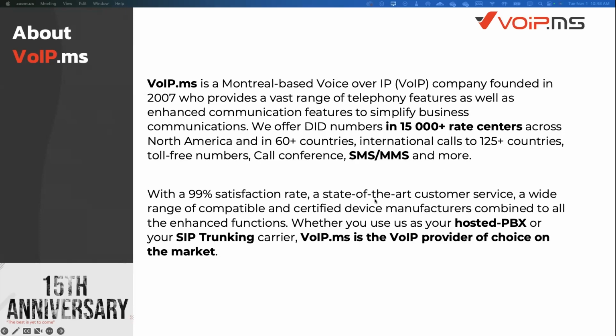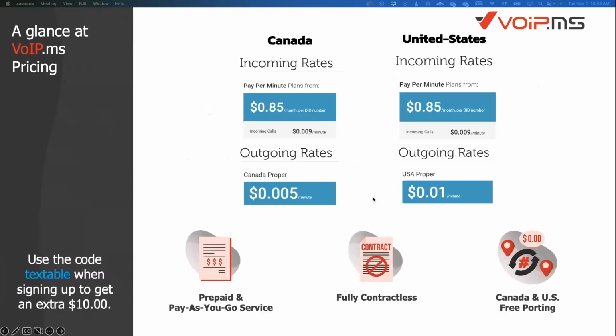So a little bit about our pricing. Our phone numbers or DIDs start at 85 cents per month, incoming calls at 9 cents per minute in Canada and in the United States. For outgoing, in Canada it's 5 cents, and in the United States it's 1 cent per minute. And SMS, I should have put it there. It's 0.0075 cents per SMS, incoming and outgoing.